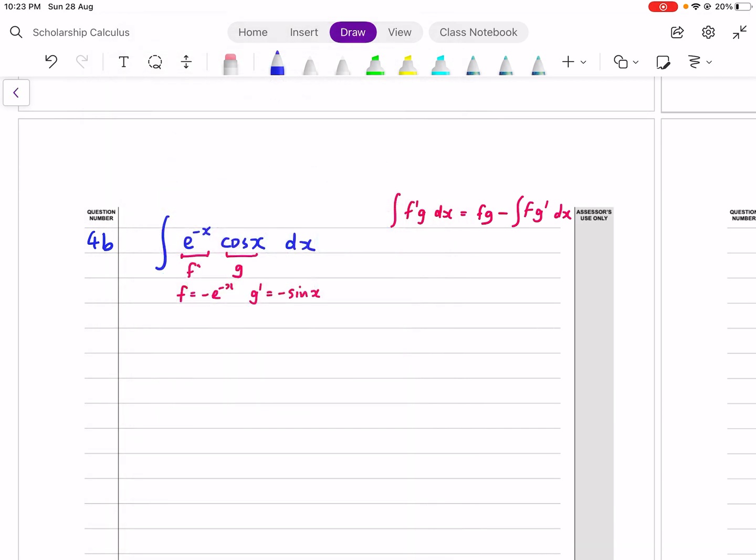Okay, so this integral equals f times g, so minus e to the negative x times cos x, minus the integral of fg dash, which is negative e to the minus x, times negative sine of x dx. Now I've got a whole heap of negatives going on here, so I've got a minus, minus, minus, so I'm going to keep that as a minus.